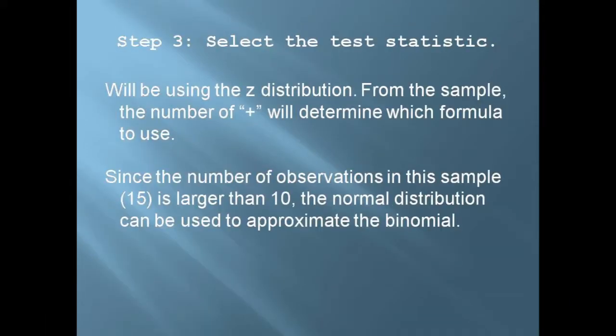So step 3 is to select the test statistic. We will be using the Z distribution. From the sample, the number of pluses in the sample will determine which formula we will be using today. And since the number of observations in the sample, which is 15, is larger than 10, the normal distribution can be used to approximate the binomial.